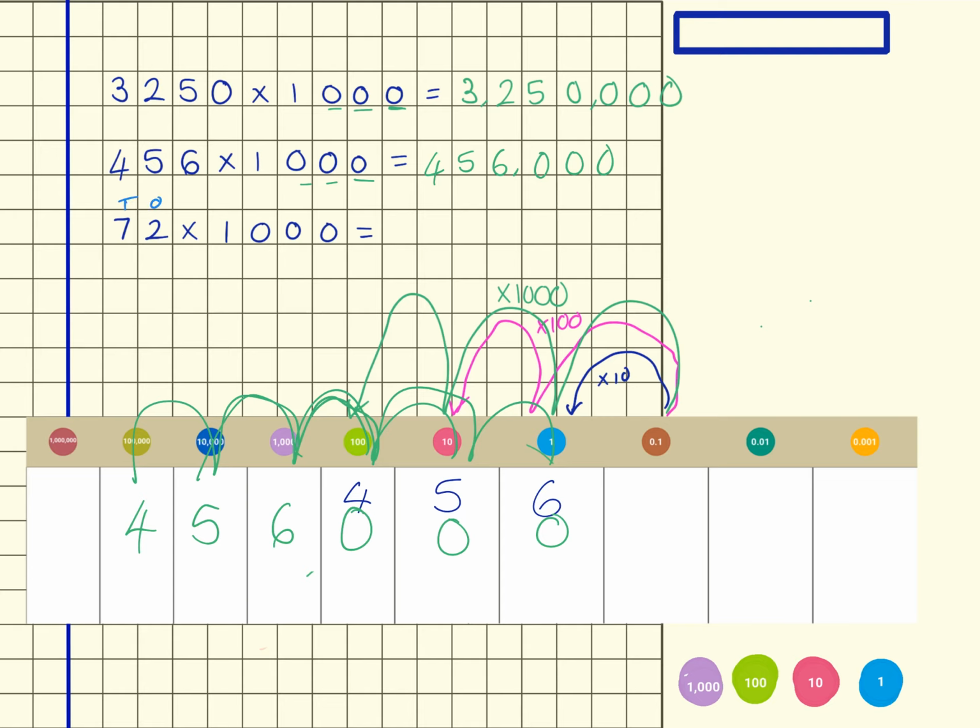And then finally, if we were to apply that to 72, so let's do our ones and tens, and then so we've got ones, tens, hundreds, thousands, and tens of thousands. 72 would start here, and we're going to do 1, 2, 3, so it ends up here, and then 1, 2, 3, so it ends up here. So we end up with those zeros going in there, so we end up with 72,000.